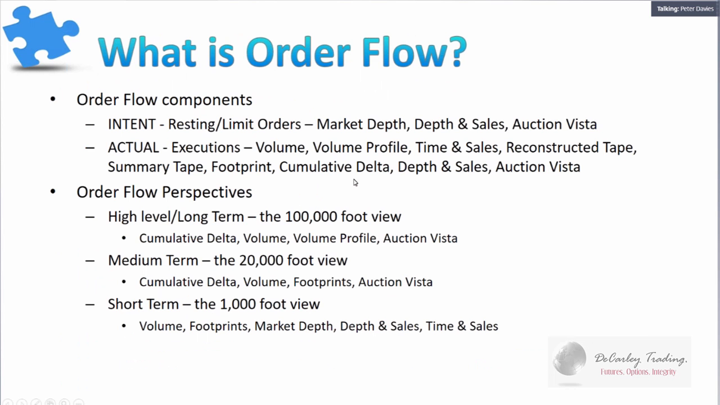Now there's two major components to order flow. One is actual, and that's what actually trades in the here and now, and one is intent, and the intent is really what people say they're going to trade. So of all the order flow tools, only the depth of market, and we'll show you the Jigsaw Auction Vista, only those tools show intent. So as a position day trader or longer term day trader, you can get away without using intent.